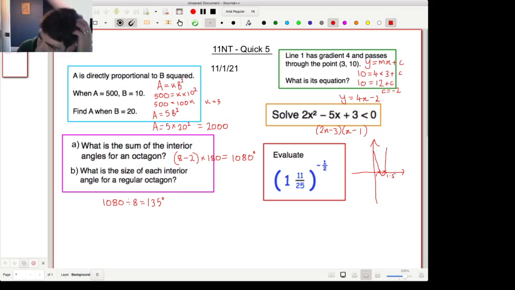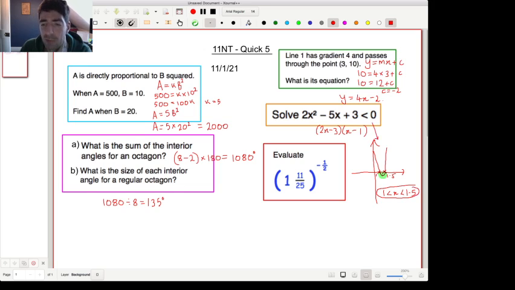So where's that parabola less than 0? Well, you can see that it's less than 0 there. So our answer to this question is to say that x needs to be between 1 and 1.5.